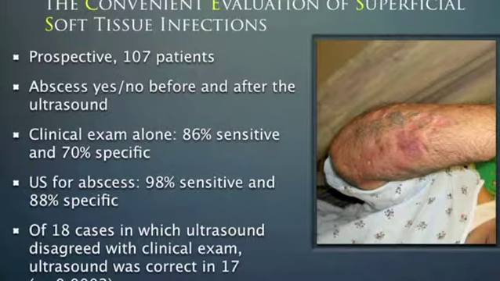One study titled Abscess, Applied Bedside Sonography for the Convenient Evaluation of Superficial Soft Tissue Infections, was prospective and enrolled 107 patients. They forced the clinicians to answer yes or no before and after the ultrasound of whether or not they thought there was an abscess there. The clinical exam seen here shows poor test characteristics, but for ultrasound, the test characteristics were much better. In fact, there's 18 cases in which ultrasound disagreed with the clinical exam, and the ultrasound was correct in 17 of those 18 cases with a significant p-value.